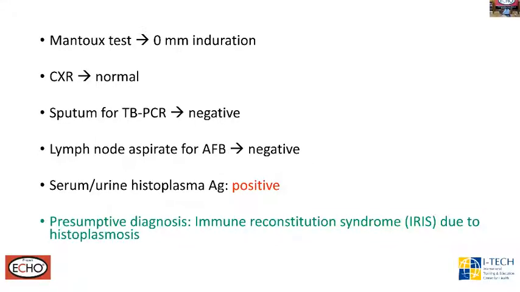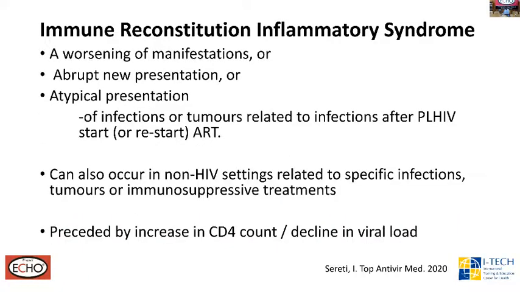Yeah. So let's talk about IRIS, immune reconstitution inflammatory syndrome. And there are a lot of varying definitions of it, but I kind of like this one. It's either a worsening of manifestations of an existing infectious disease or an abrupt new presentation like this of a disease you didn't know was there, or an atypical presentation of a disease. And it's of an infection or tumor related to infections after persons living with HIV either start or restart antiretroviral therapy, as was in this case. And it can also occur sometimes in some non-HIV settings.